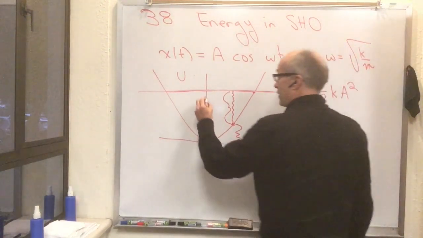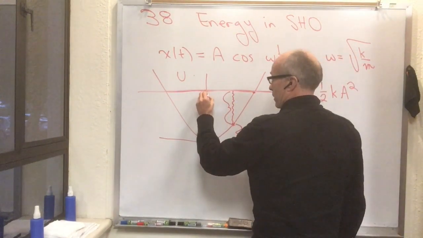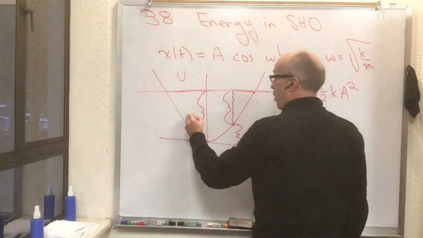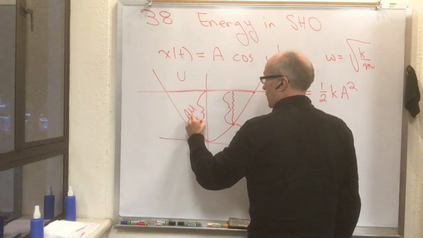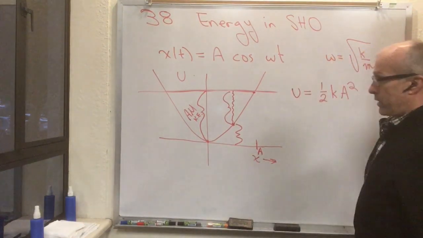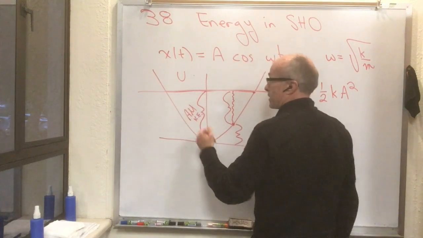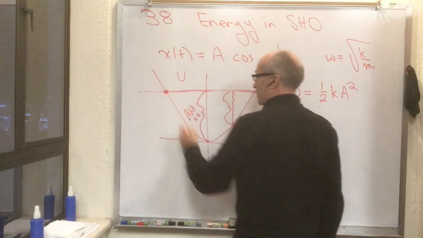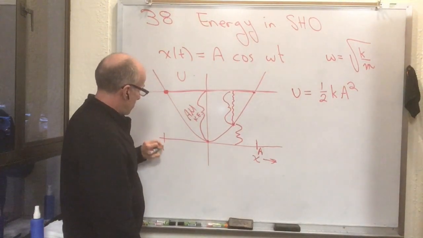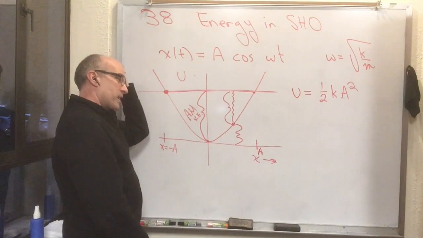When I get to the center, all of my 1/2 kA squared is now converted to kinetic energy. So it's all kinetic energy and no potential energy. And then as I go back up the other side, the kinetic energy starts decreasing until I get to the turning point, which is at x equals minus A, where the thing turns around and this starts over again.